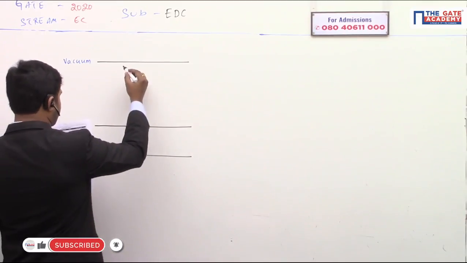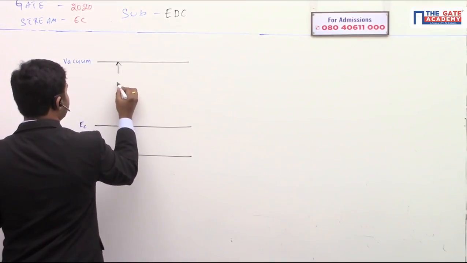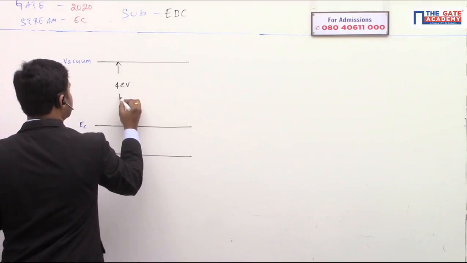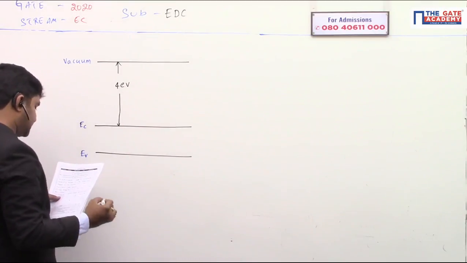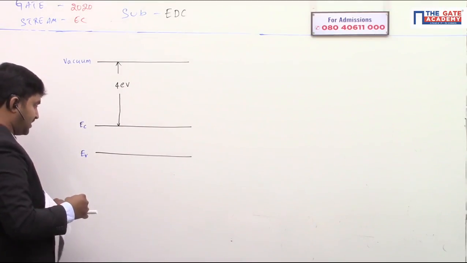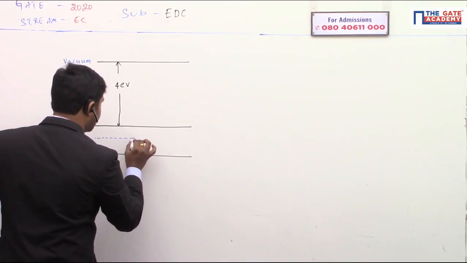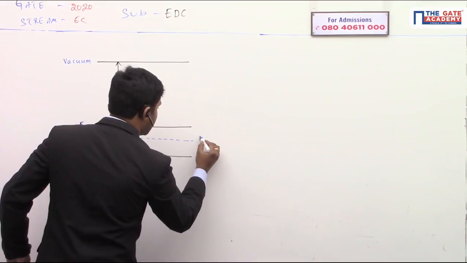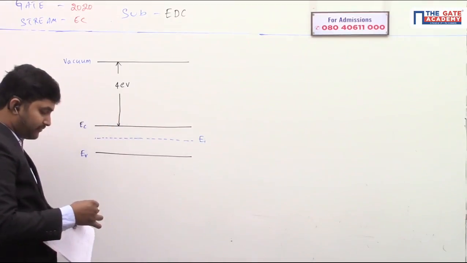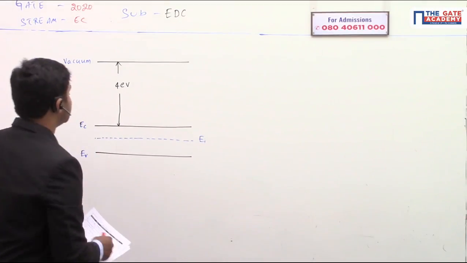So here is the vacuum energy level. You can see the separation here as 4 electron volt from the conduction band. This is for the semiconductor which is given. And you're having the mid energy level, the intrinsic Fermi energy level EI. And you also have the Fermi energy level for this material.